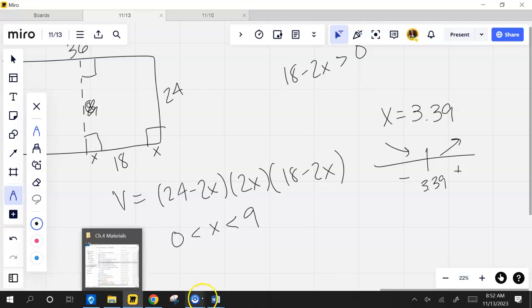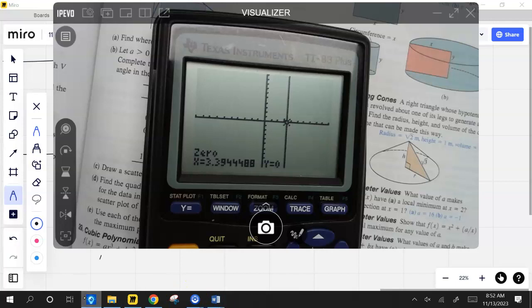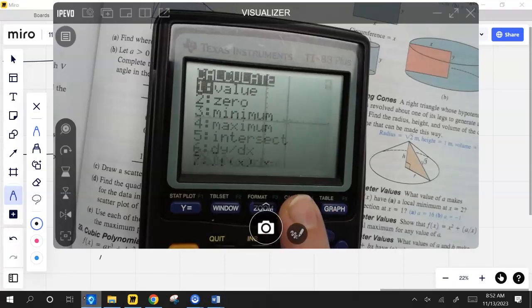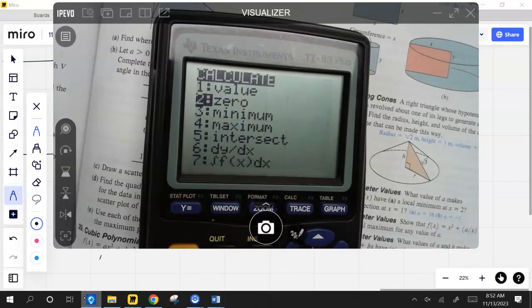Yeah, so I'll do it again for you. Watch your X values and Y values there. Whenever you go second trace, hit 0.